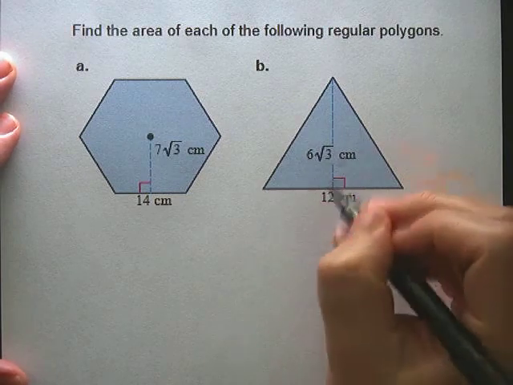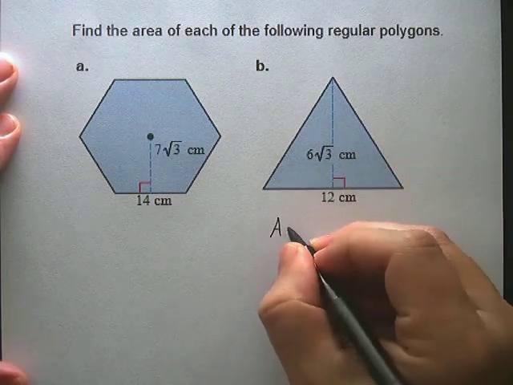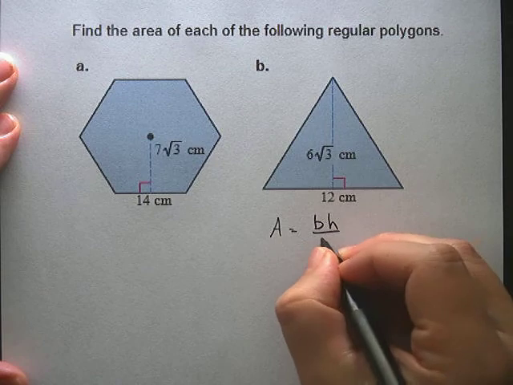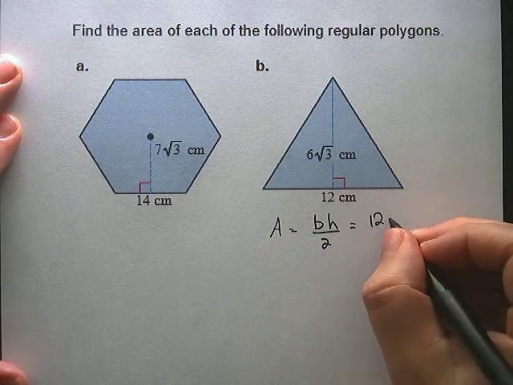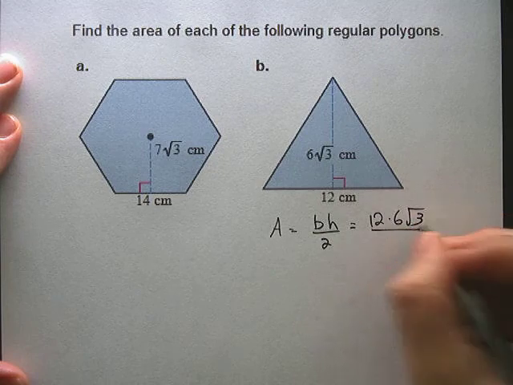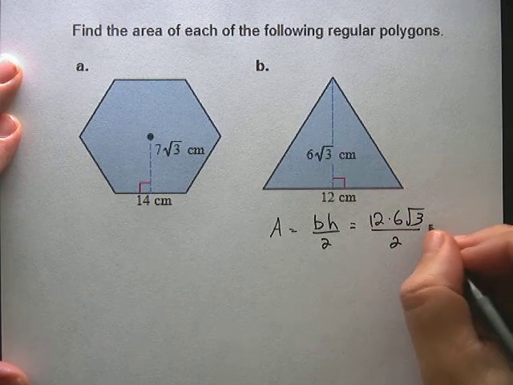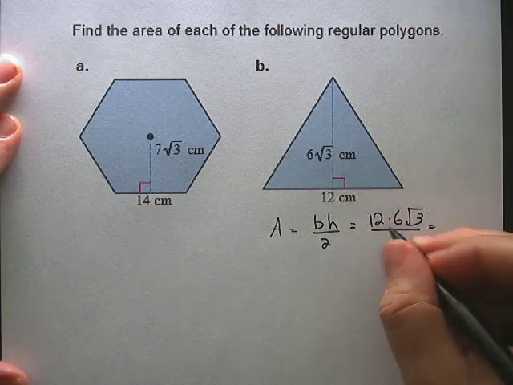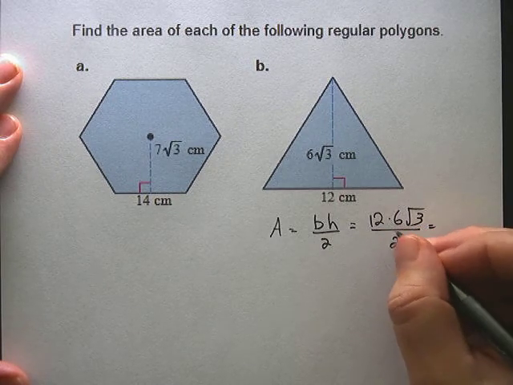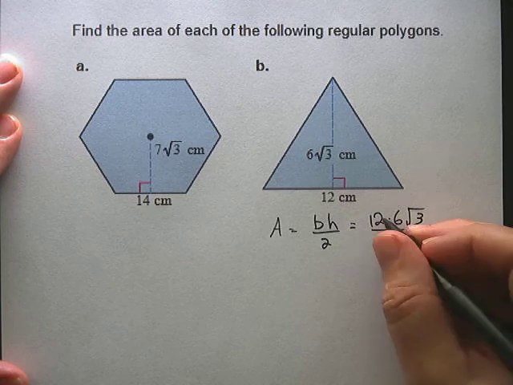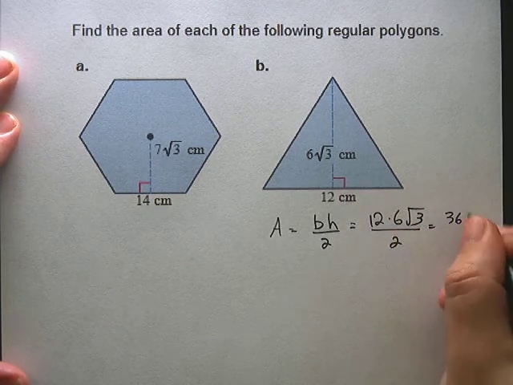We have the base, we have the height. So A is equal to base times height over 2, which is base is 12, height is 6 square roots of 3, and we divide by 2. If we divide the 12 by the 2, or multiply by the 6, it doesn't matter, but you're going to get 6 times 6, or 36 square root of 3.